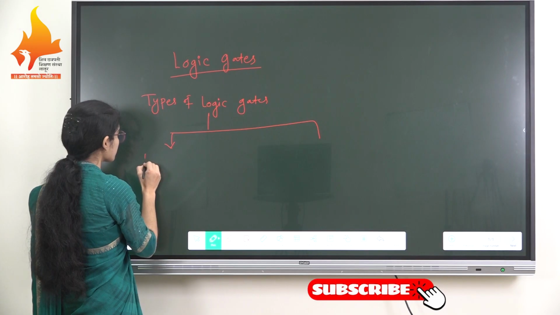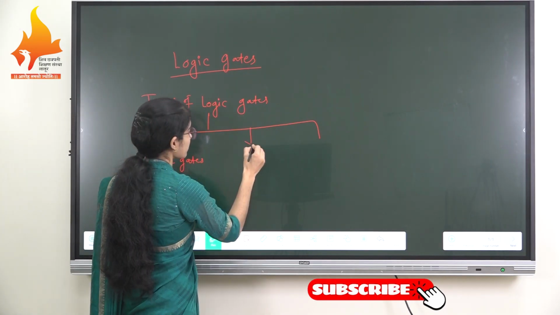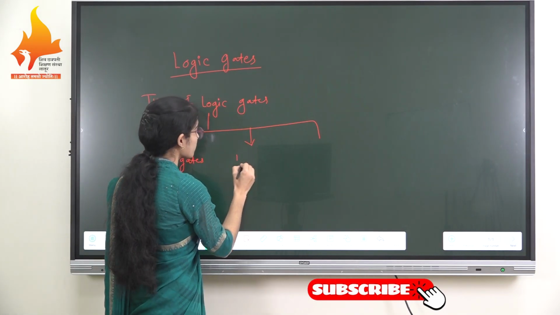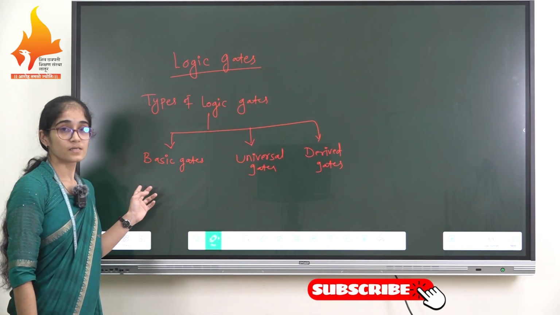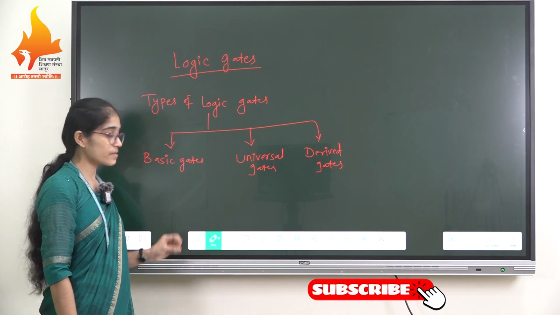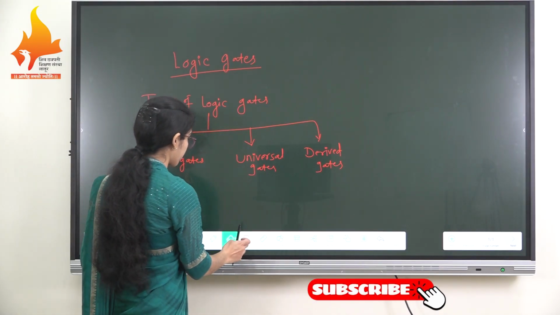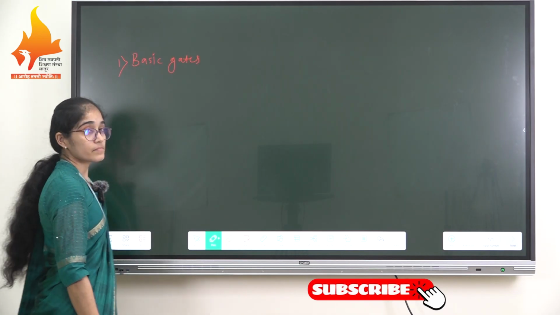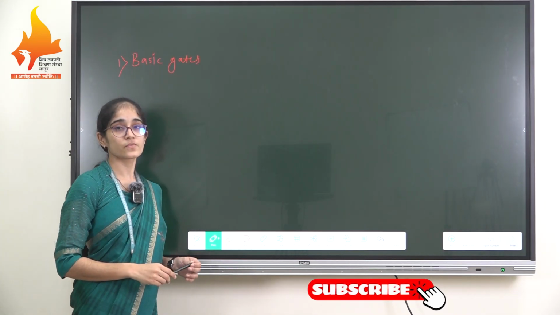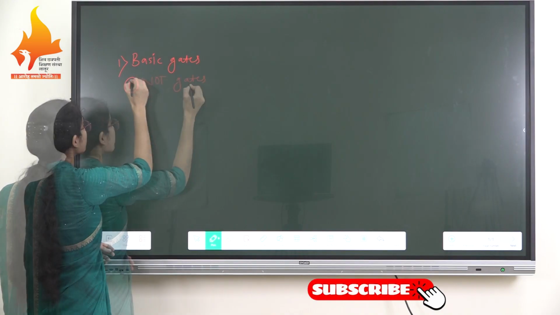First is basic gates, second is universal gates. Now we will see all the gates one by one. First is basic gates. There are three main types of basic gates. First one is the NOT gate.